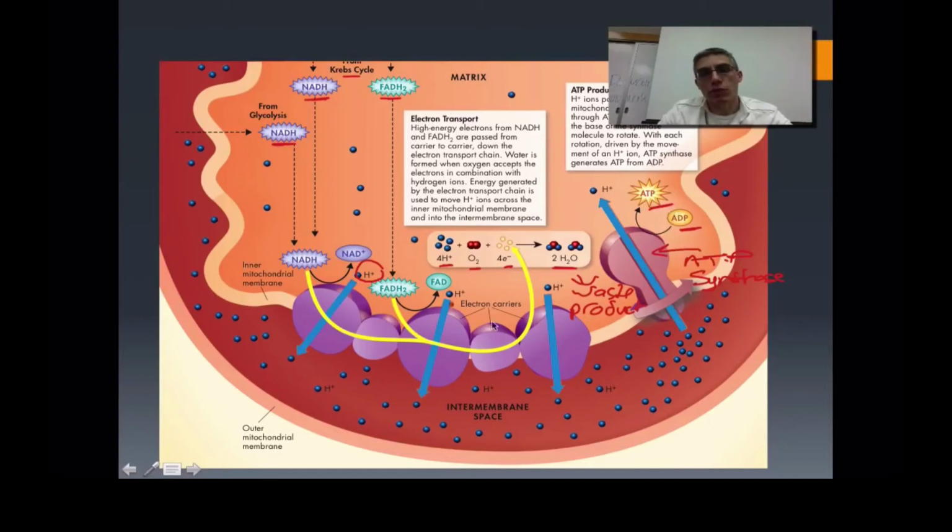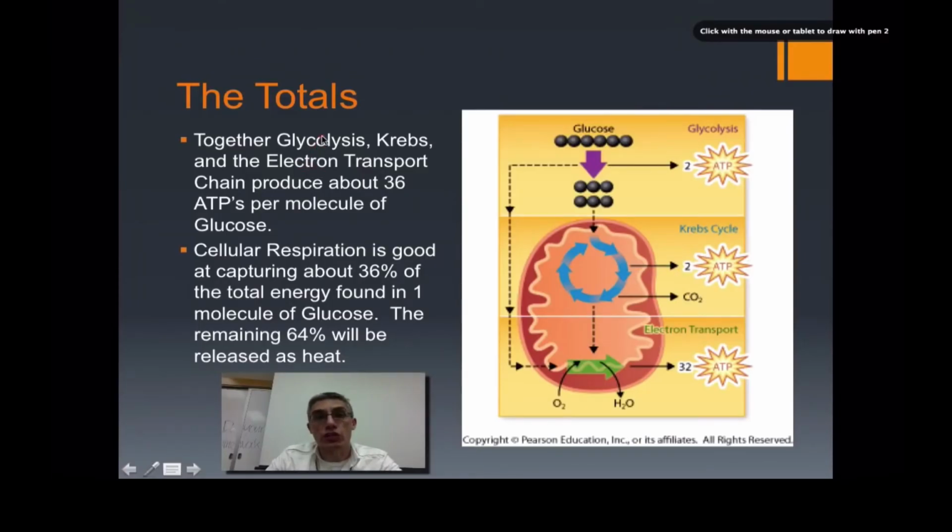Now remember, we had said as this process happens, we are going to get a total of 32 ATPs being produced from this entire process. So it actually produces the bulk of the ATPs in cell respiration. Looking on the right hand side, you're going to notice that together glycolysis, Krebs, and the electron transport chain produce about 36 ATPs per molecule of glucose. We have 2 for glycolysis, 2 for Krebs, and of course 32 for the electron transport chain. Remember, the ETC produces the bulk of the ATP. So you take 32 plus 2 plus 2, and that gives us 36 ATPs total.